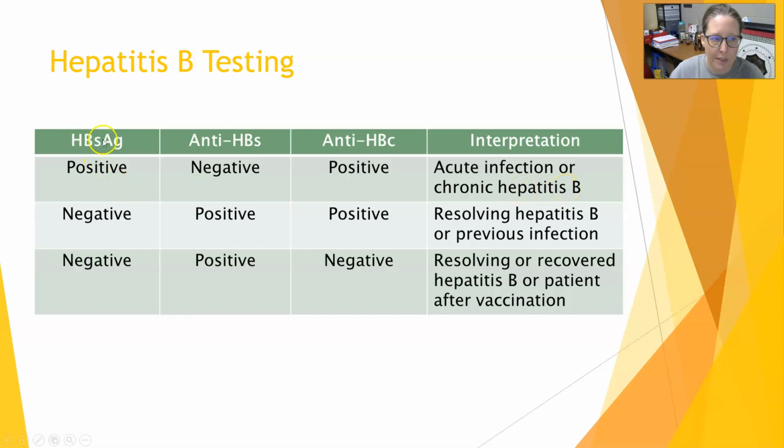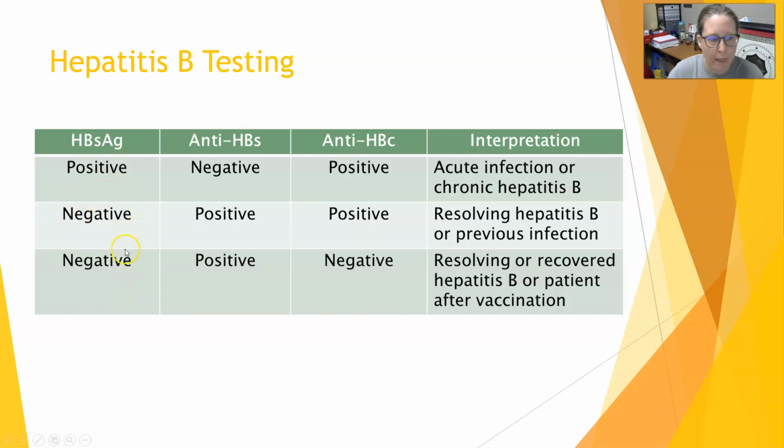If the hepatitis B surface antigen is negative, but the anti-hepatitis B surface antibody is positive and the anti-hepatitis B core antibody is positive, that is a Hep B infection that's been resolving or a previous Hep B infection, because the virus is cleared because the surface antigen is negative.